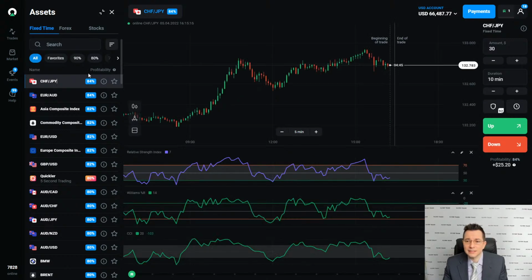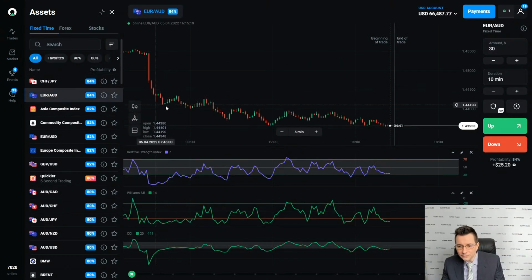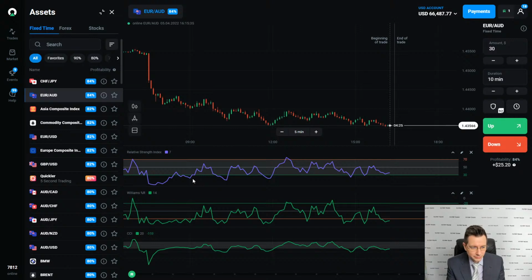Alrighty, so let's get started. Nothing for the franc yen. This may be a good one right here, but you see how these breakouts were substantial? This breakout was substantial, this breakout was substantial, but here we have an example of what a bad trade looks like. Let me show you this, guys, for a sec.